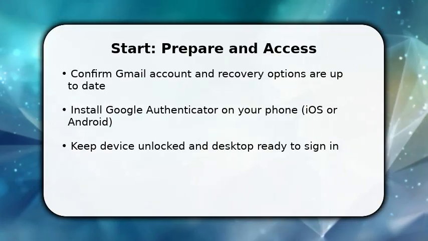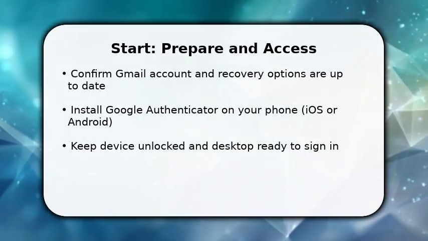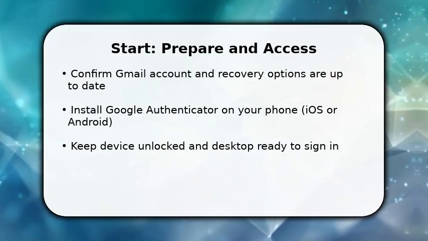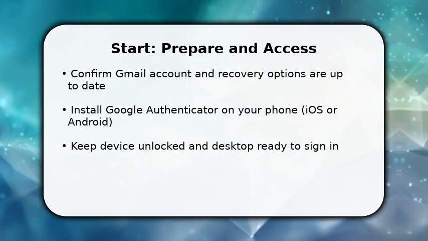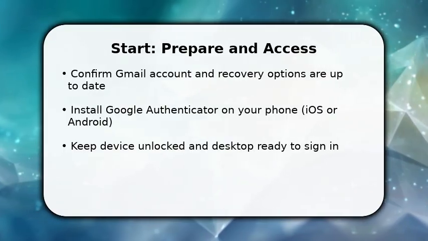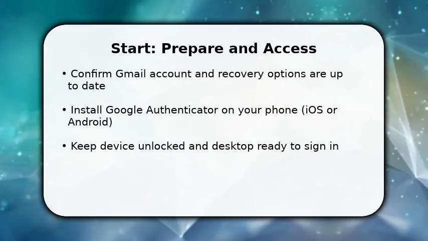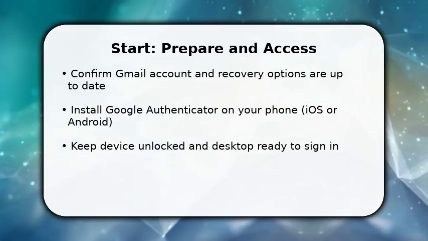You begin by ensuring you can access your Gmail account and that recovery info is current. This prevents lockout. Once done, install the Google Authenticator app on your phone and open it. On your computer, sign into Gmail and go to Google Account Settings, then Security. Make sure two-step verification is available for your account.